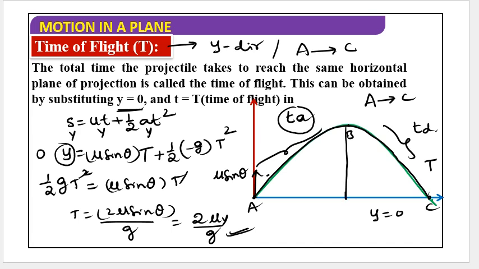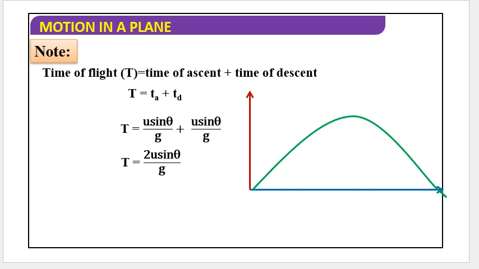Suppose time of ascent is 3 seconds and time of descent is also 3 seconds. Then what is the value of time of flight? Time of flight is nothing but 3 seconds plus 3 seconds, that is equal to 6 seconds. If you know the time of flight, then what is the time of ascent? Suppose time of flight is 6 seconds, then time of ascent is 3 seconds. That is, time of ascent is equal to 1 by 2 of time of flight.